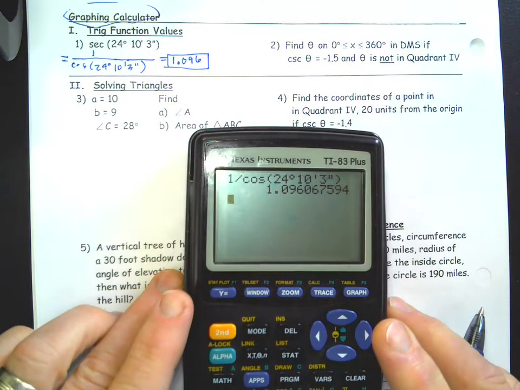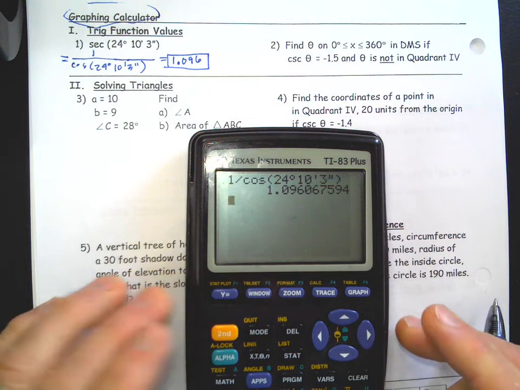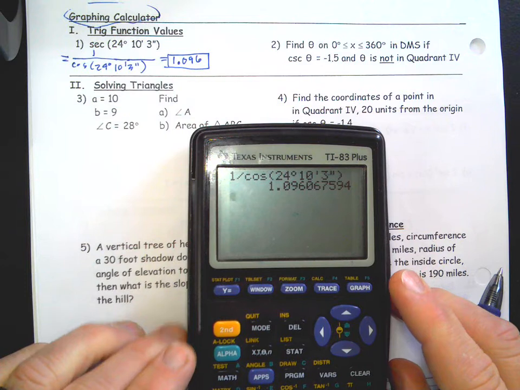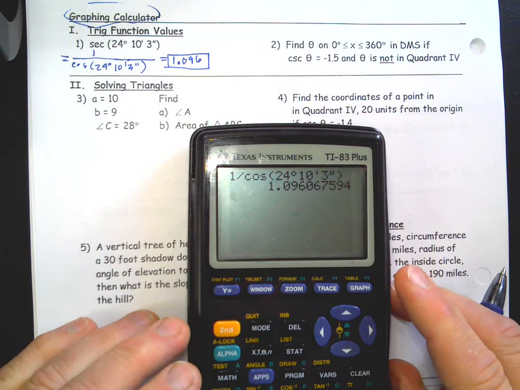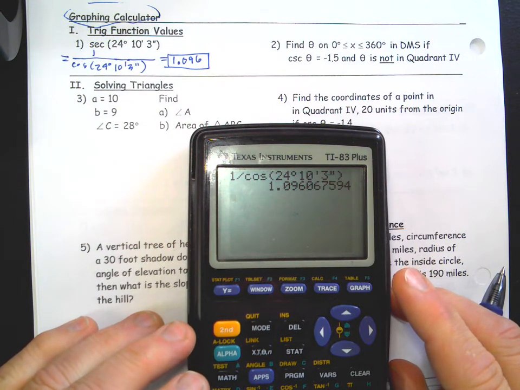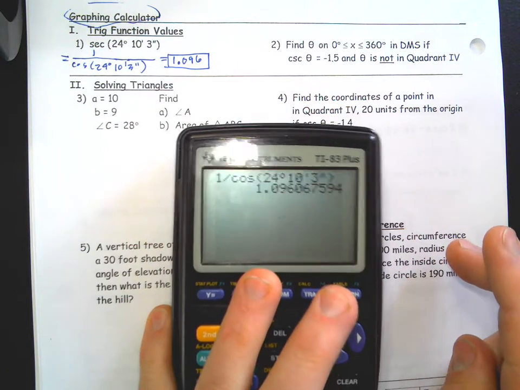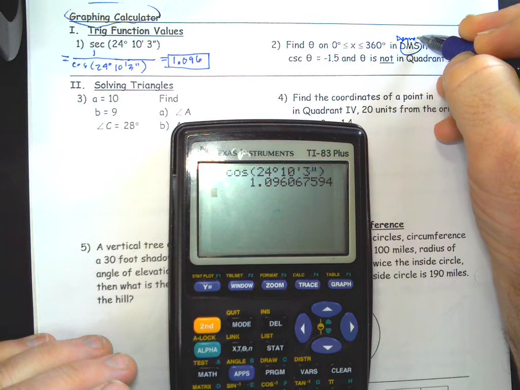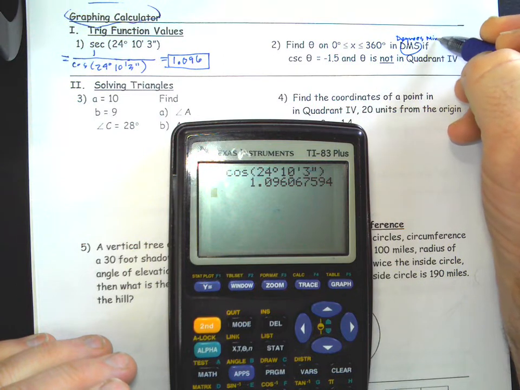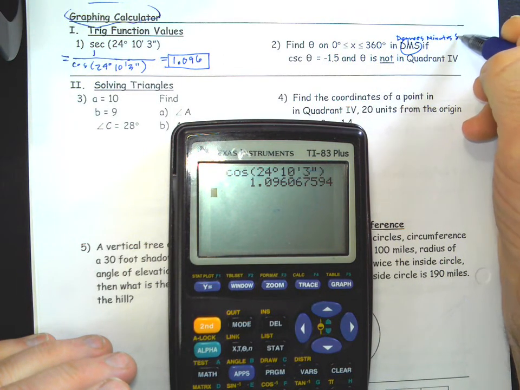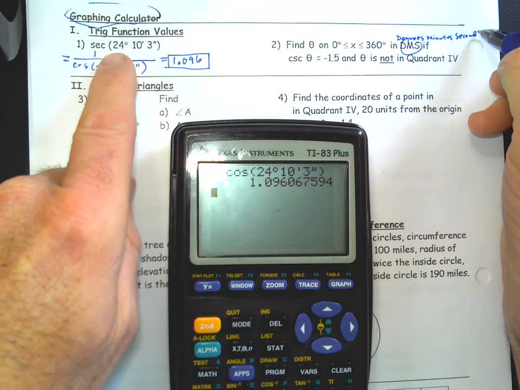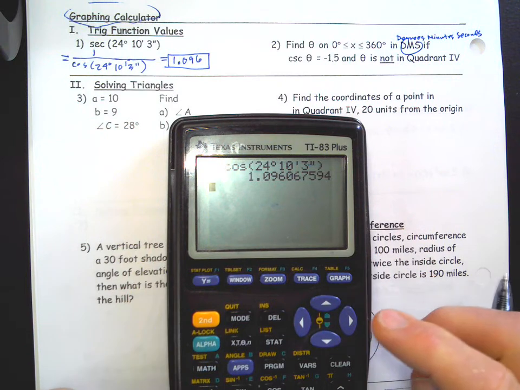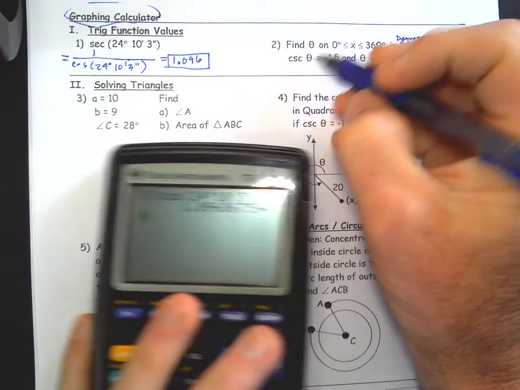Okay, now this next one, I don't think we did one like this on the pretest, but this could be fair game on your test. So it says from 0 through 60 in DMS, if cosecant equals this and theta is not in quadrant 4, so this has a couple twists on it. DMS stands for degrees, minutes, seconds. So that means we want our answer in degrees, minutes, seconds, like the last angle was given to you. But there's a super easy way to do that on your calculator. But let's first focus on this.